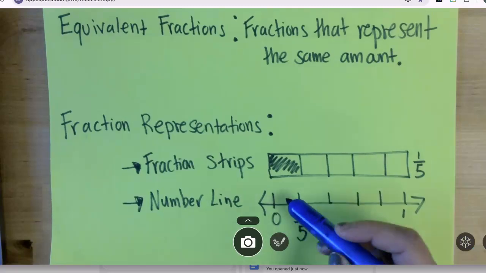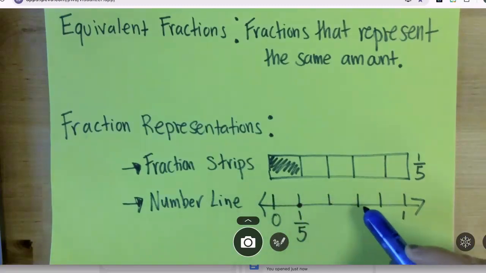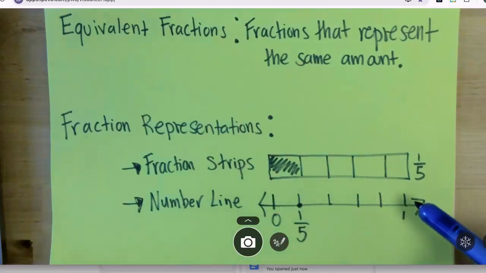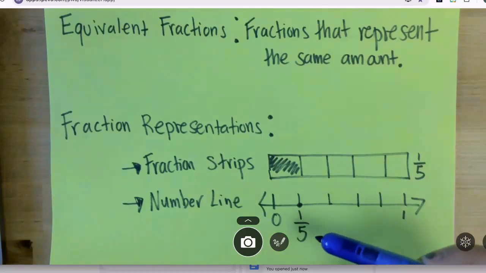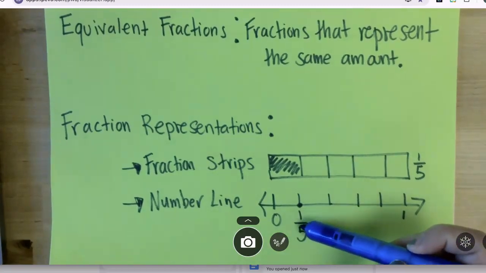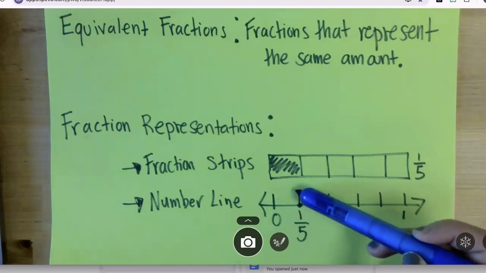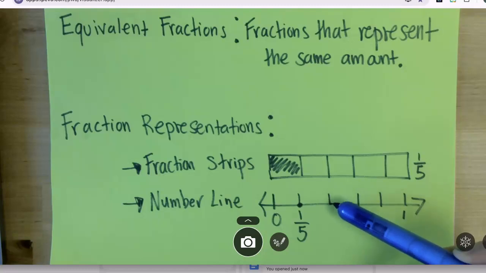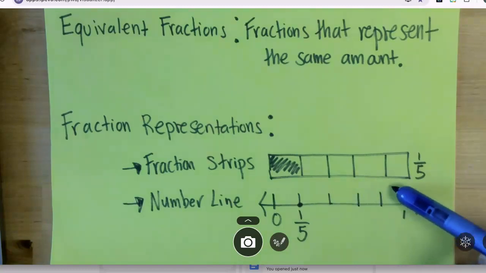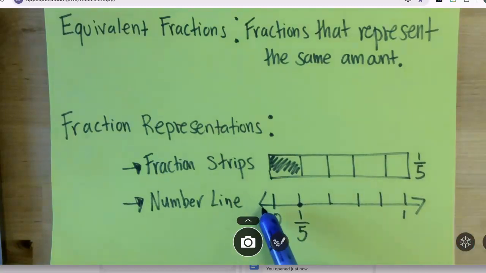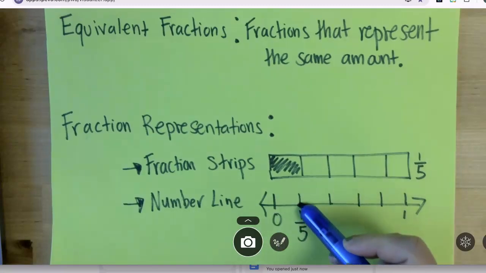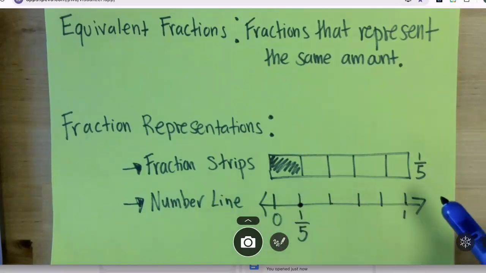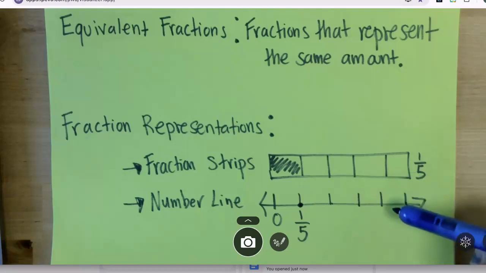You also do not want to be counting the hash marks on the number line. You want to be counting the jumps to figure out your denominator. So if this is representing 1/5, that means that between each hash mark is a jump. 1, 2, 3, 4, 5. So this number line is partitioned into 5 pieces, and my dot is at the first piece. So we're going to be using these fraction representations to generate more equivalent fractions.